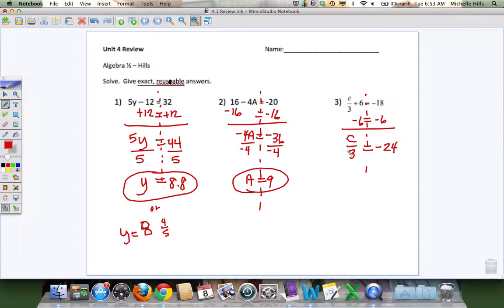In this case, though, the 3 is connected to the c with division. I'm dividing by 3. So I undo dividing by 3 by multiplying by 3. But I multiply the left side by 3, I also multiply the right side by 3 to maintain that balance. And c then equals negative 72 for my final answer.